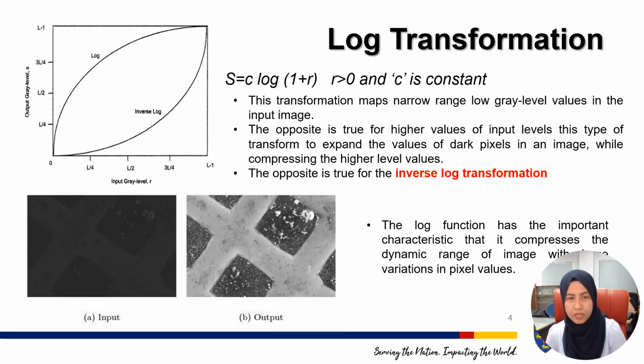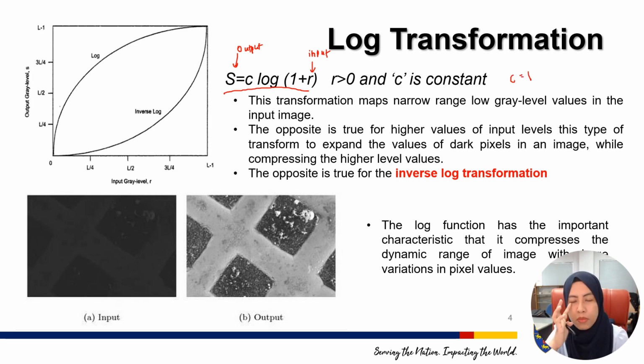And the equation for the log transformation is given by this formula, where S is the output gray pixel value, and R here is the input gray level value. And the C here can be a constant. Normally, we just take C equivalent to 1.